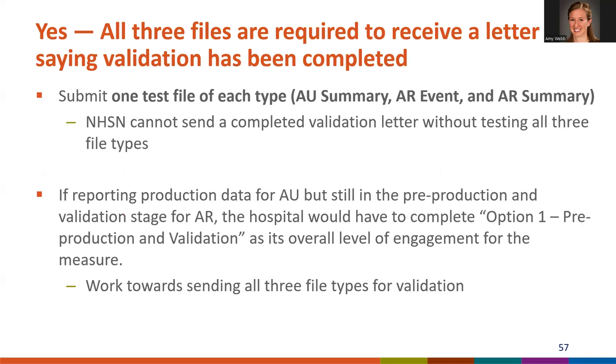Yes, all 3 files are required in order to receive that letter saying that you've completed validation. So we can't send the letter until we have all 3 file types so that we've confirmed that all 3 are correct. If you are reporting production data for AU, but you're still in the pre-production and validation stage for AR, you would complete the steps for option 1, and that's what you would attest to as your overall level of engagement for the measure. So that means you complete the registration and then you work towards sending those 3 files for all of the 3 file types in this calendar year.